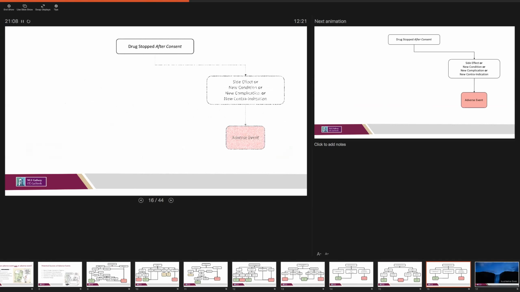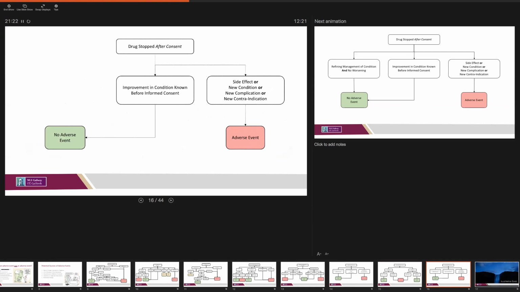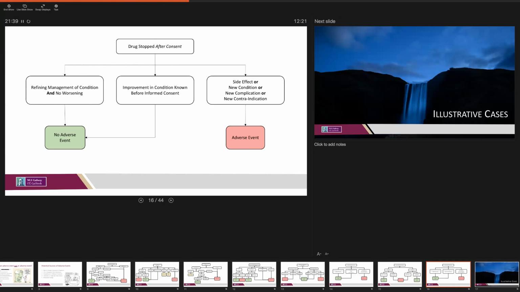If a drug is stopped after the time of consent, it's similar. Again, if it's stopped because of a side effect, a condition, a complication, or a contraindication, anything that means that the patient can no longer take the drug, that's likely to be an adverse event. If you're stopping it because somebody has improved, so you're stopping a cholesterol tablet because the patient thinks that their hyperlipidemia is under control and you've done a dietary assessment and you think that they've gotten better, you could argue it's not an adverse event. And again, if you're stopping a drug because it's no longer available or there's no worsening, it isn't an adverse event.